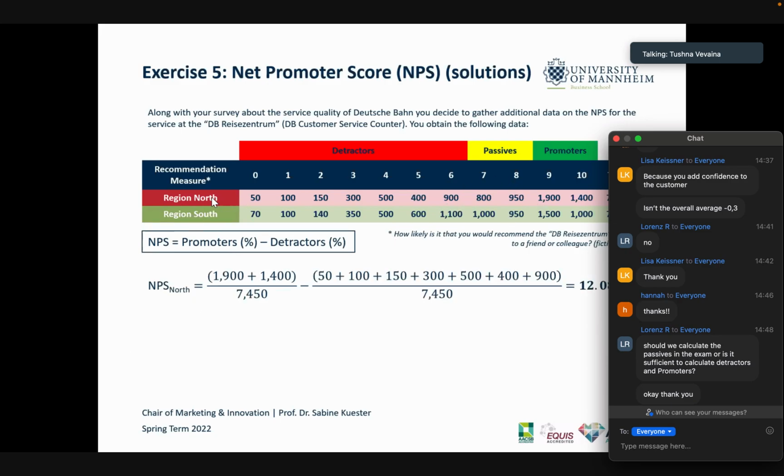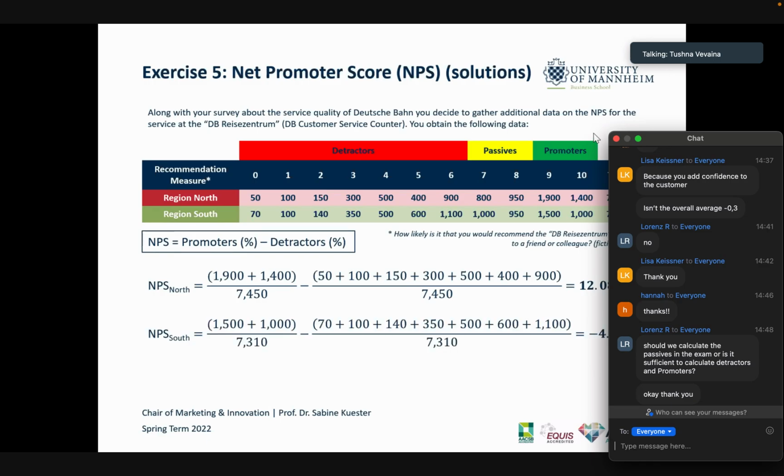For the NPS of the North region, your promoters are this segment, which is 1,900 plus 1,400, since they've given a score of 9 or 10. You add these up, these are your total customers who are promoters, divided by your total customers in the region, which is 7,450, minus your detractors, which are all your customers that give a score from 0 to 6, add them up, divided by the total. And you subtract your detractors from your promoters, and you get 12.08%.